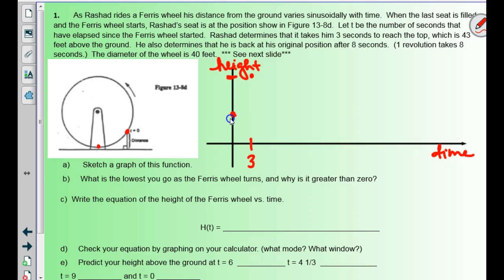He didn't start at the minimum, he didn't start in the middle, so we don't really have any idea where this was. But we know 3 seconds in, he hit the maximum, which is 43 feet above the ground, okay? So 43 feet above the ground. So we have an ordered pair of (3, 43). He also determines he is back in his original position after 8 seconds. Well, you would think that's not helpful because we don't know where his original position was.